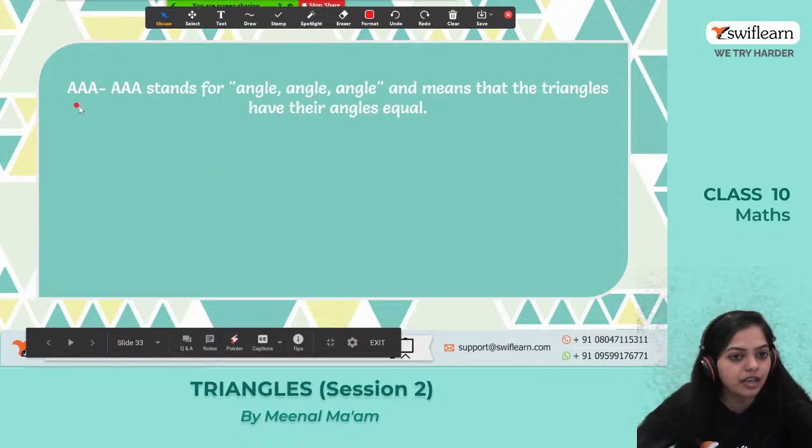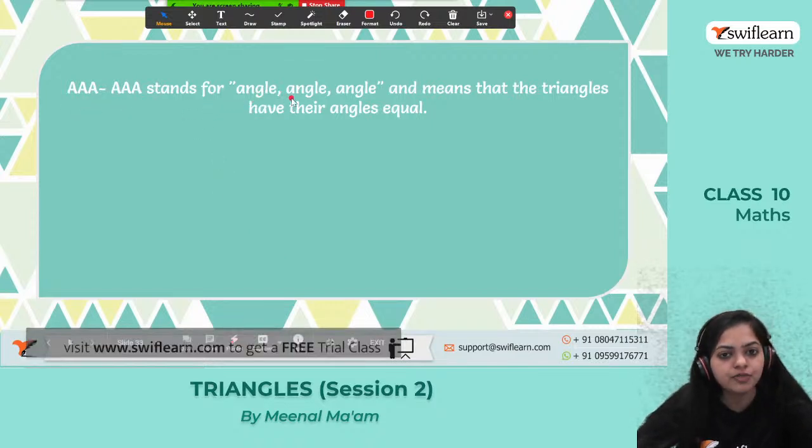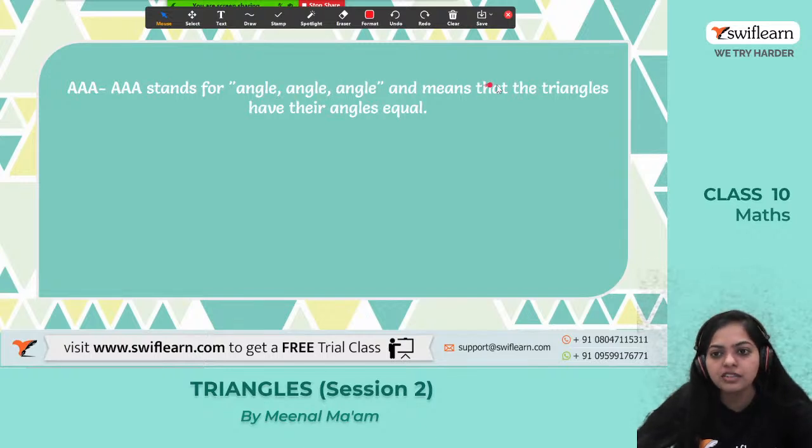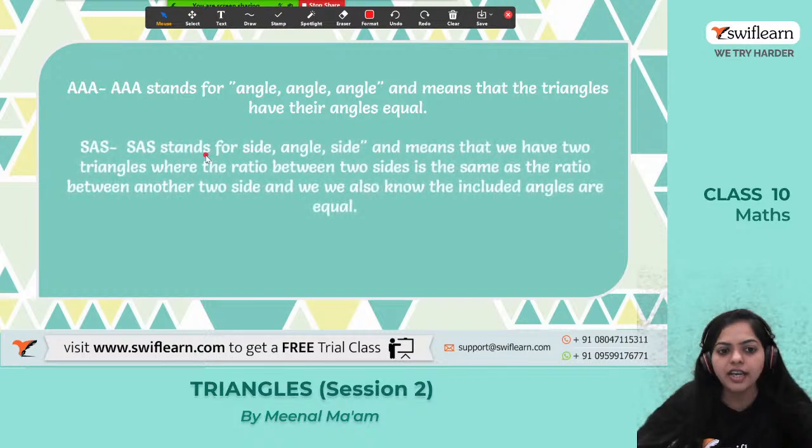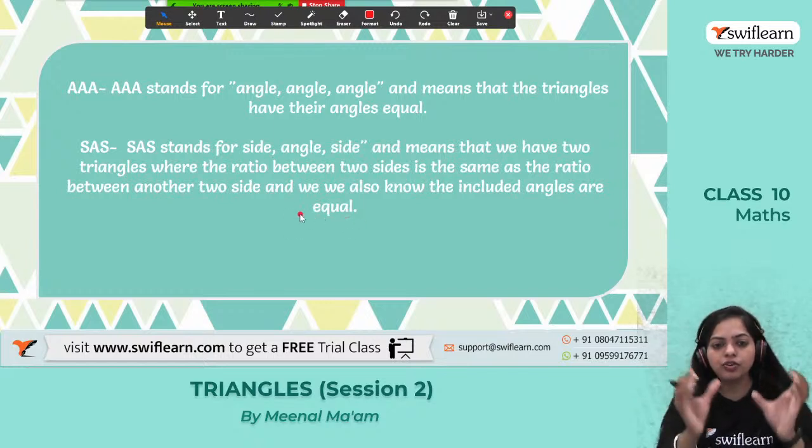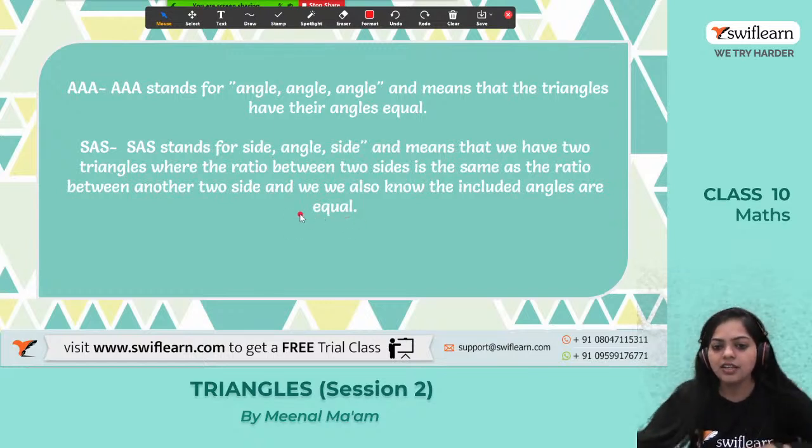The first one is AAA, which stands for angle angle angle. It means that the triangles have their angles equal. The second one is SAS, which stands for side angle side. It means we have two triangles where the ratio between two sides is the same as the ratio between another two sides, and also the included angles are equal, so we can say these two triangles are similar.